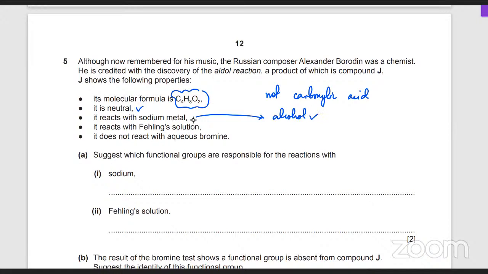It also reacts with Fehling's reagent. तो फेलिंग के साथ कौन रिएक्ट करता है? It's an aldehyde. ठीक है, aldehydes they react with Fehling's. It does not react with aqueous bromine, so this indicates no double bonds. अच्छा, we did this part. ठीक है, so we know it's not a carboxylic acid, it's definitely an alcohol and it's definitely an aldehyde.